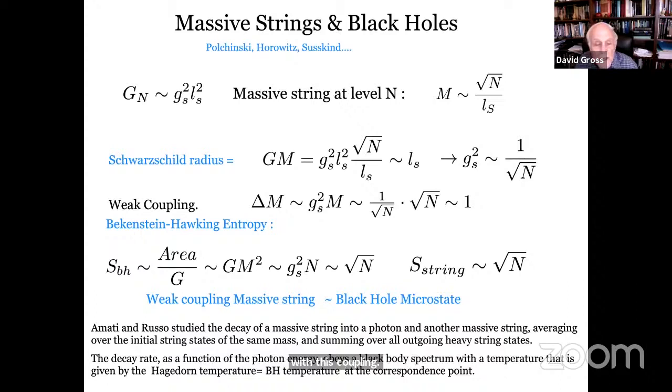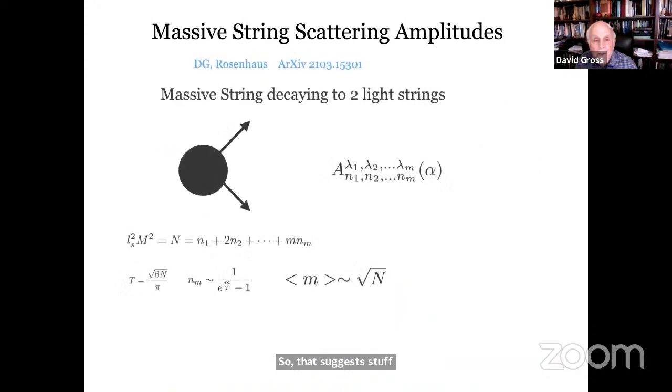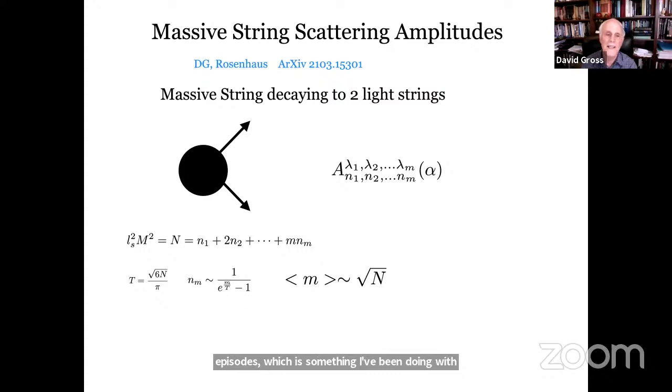So that suggests studying massive string scattering amplitudes, which is something I've been doing with Vladimir Rosenhaus recently. And in particular, I just want to show you one of the simplest results of a massive string decaying to two light strings. There are many massive string states, of course, labeled by the various oscillators one can excite using the DDF formalism to describe physical string states. The typical states are given by a Boltzmann distribution and with a level number which is increasing rapidly as n goes to infinity, like square root of n.